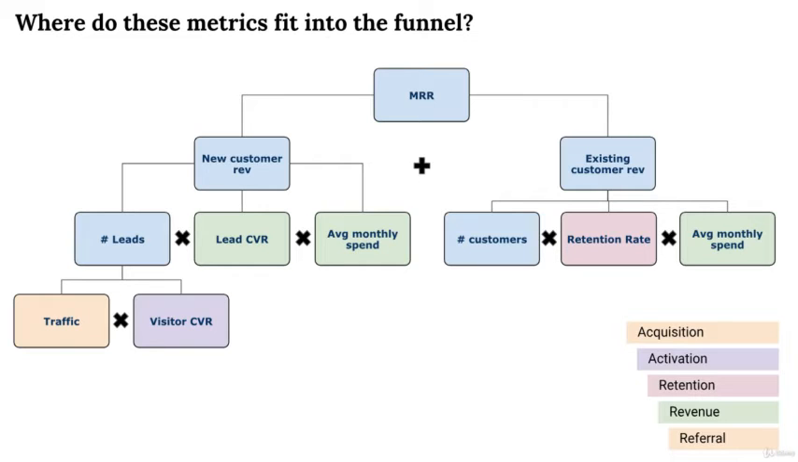So if we see that traffic is a problem for us right now, we know that we should be looking at that through an acquisition lens. Visitor conversion rate would be more of an activation problem. Retention, of course, a retention problem. Metrics like average monthly spend and lead conversion rate, we can start to use some revenue playbook items to address that. And finally, referral is going to be influencing traffic because if more of our customers are inviting their friends, then that's going to increase our traffic.